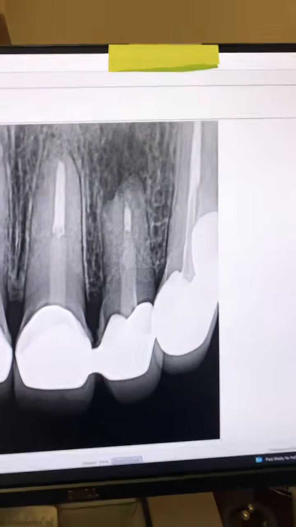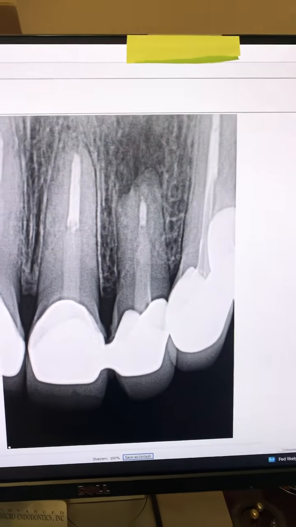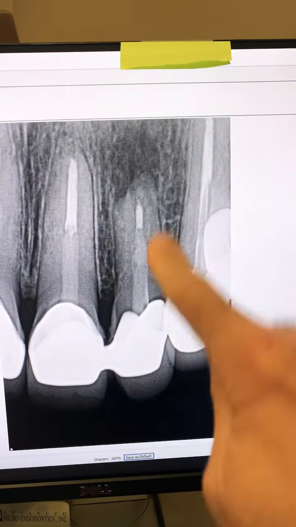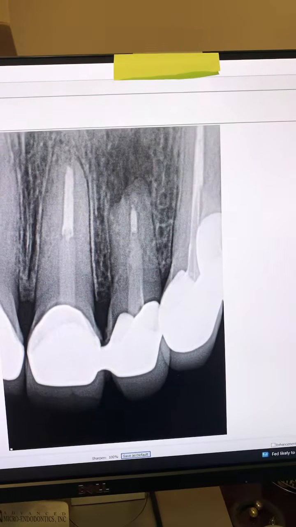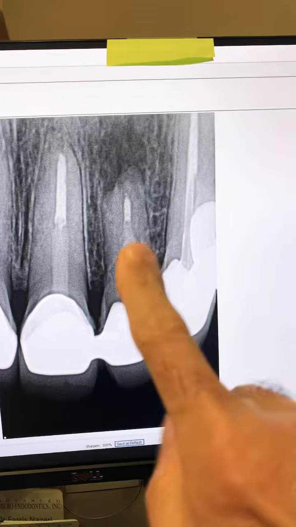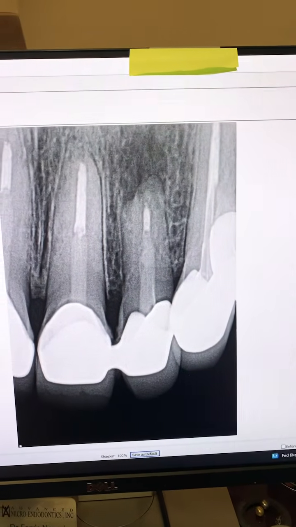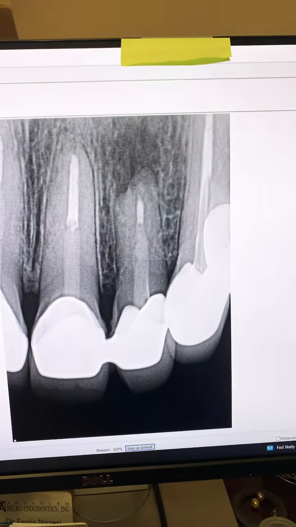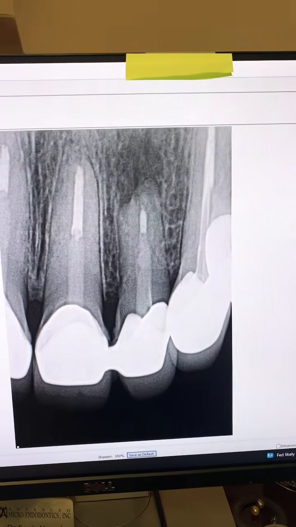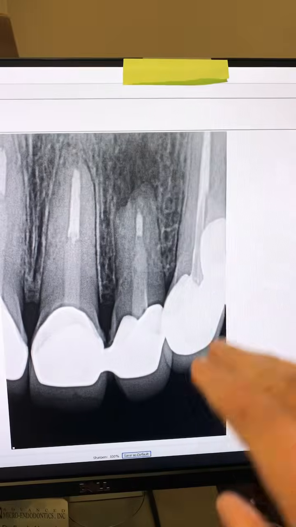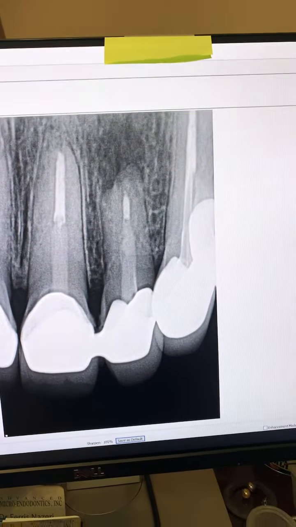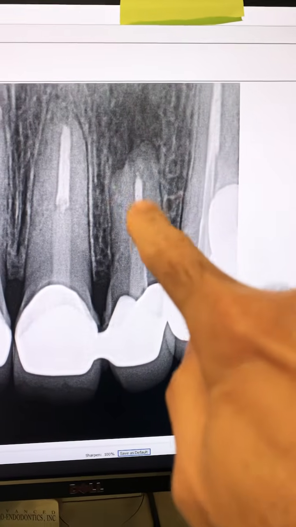Check this tooth out. This patient was referred to me for evaluation of tooth number 10. According to the patient, this root canal was done about 10 years ago in Vietnam. And then the patient says, following the root canal, her dentist did an apical as well.